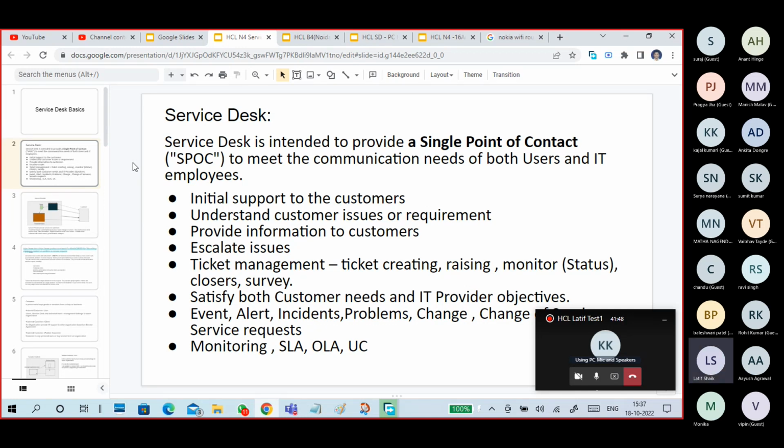The service desk is intended to provide a single point of contact. The service desk is a single point to meet the communication needs of both users and IT employees. Service desk is intended to provide a single point of contact, SPOC. So remember, single point of contact. It's to meet the communication needs of both user and IT employee.